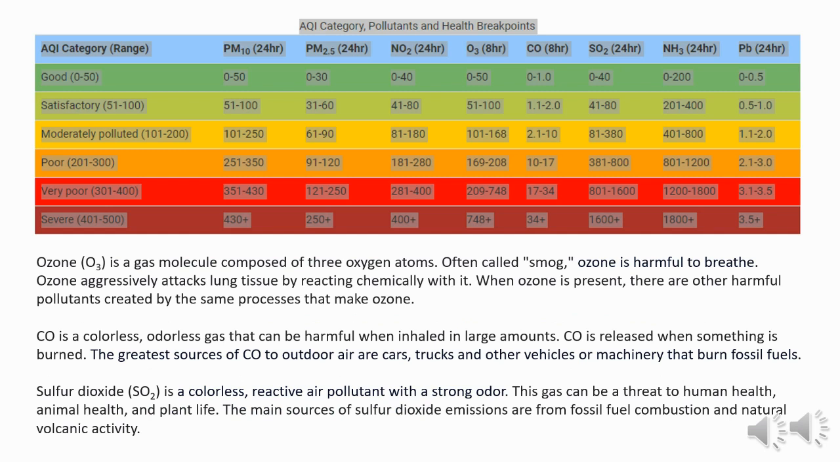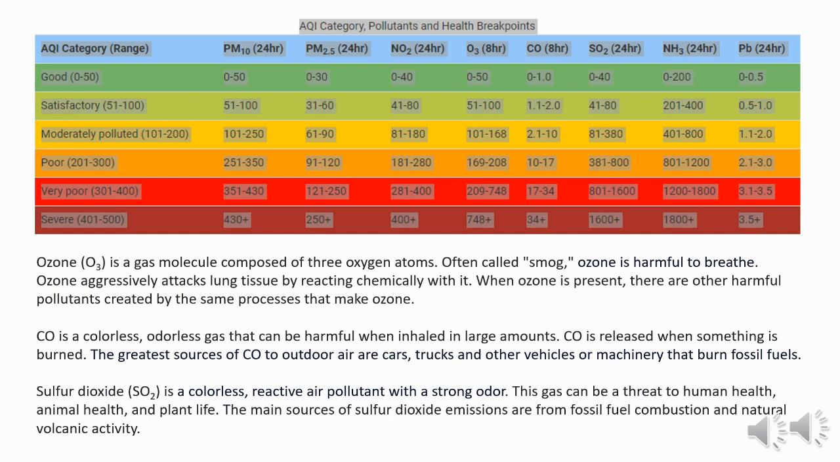Then comes ozone. Ozone is the O3 gas that comprises oxygen atoms. It is called smog. Ozone is very harmful to breathe. Ozone aggressively attacks lung tissue by reacting chemically with it. When ozone is present, there is a harmful pollutant caused by the ozone smog.